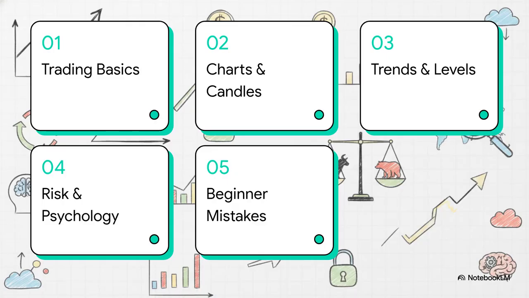So here is our roadmap for today. First up, trading basics. Second, charts and candles. Third, trends and levels. Fourth, risk and psychology. And fifth, beginner mistakes. Let's jump right in.